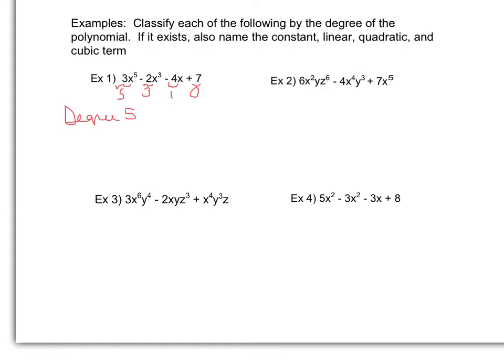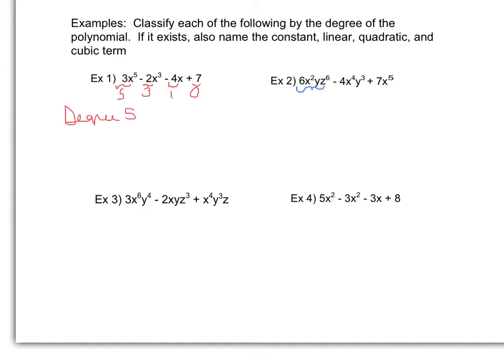Looking at example 2, I can already see that I have multiple variables involved, so I'm going to ignore this back end piece. It's a polynomial, so I'm going to look at each individual term, which again is made up of monomials, and classify the degree on each term.